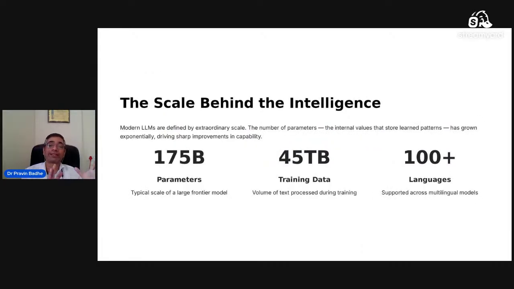So when we look at the scale behind the models, there are about 175 billion parameters.